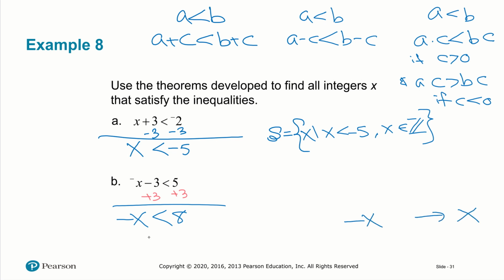So what can I do to negative x to turn it into x? Well, there are two things I can do. I can either multiply it by negative 1, right? Or I can divide it by negative 1. Either case will give me what? X. So it's your pick, your favorite operation between the two, and apply it. I'm going to go ahead and multiply both sides by negative 1.